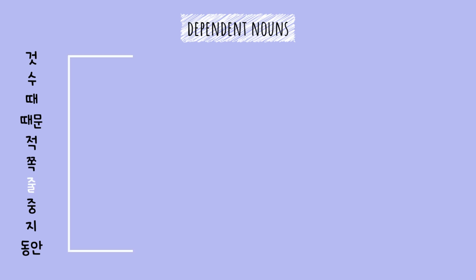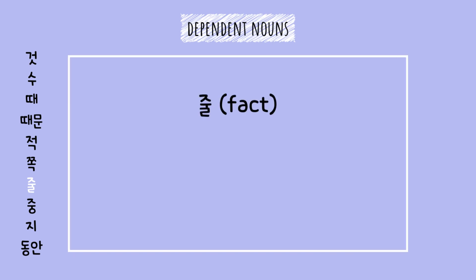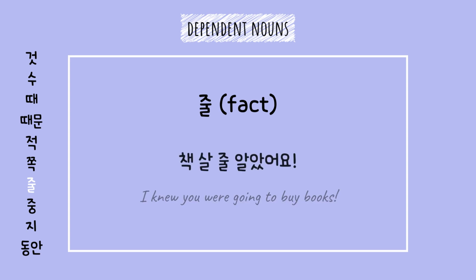Our next dependent noun is a bit tricky. Jul means fact, and it is used most often to say that you either know or knew something, or to express your thoughts, or to guess. The verb in front of it can be in present, future, or past, and after it you usually have a verb connected to thinking. So you have verbs to think, to know, not to know, and so on. Let's look at our example.